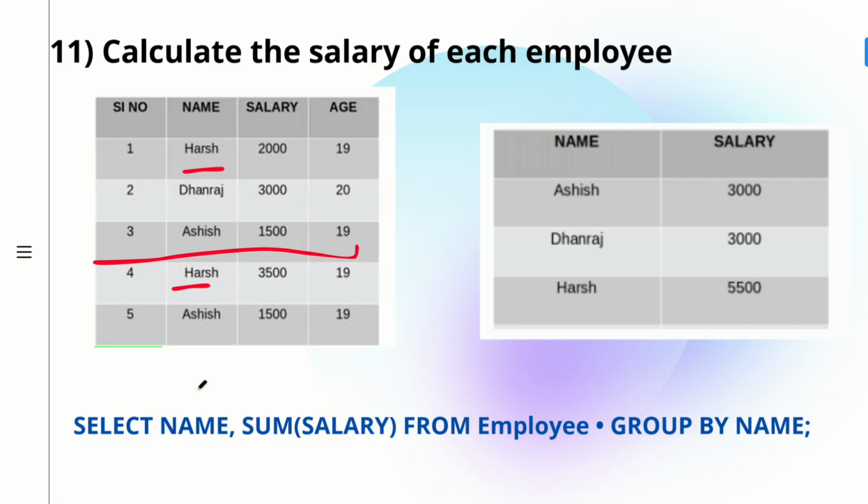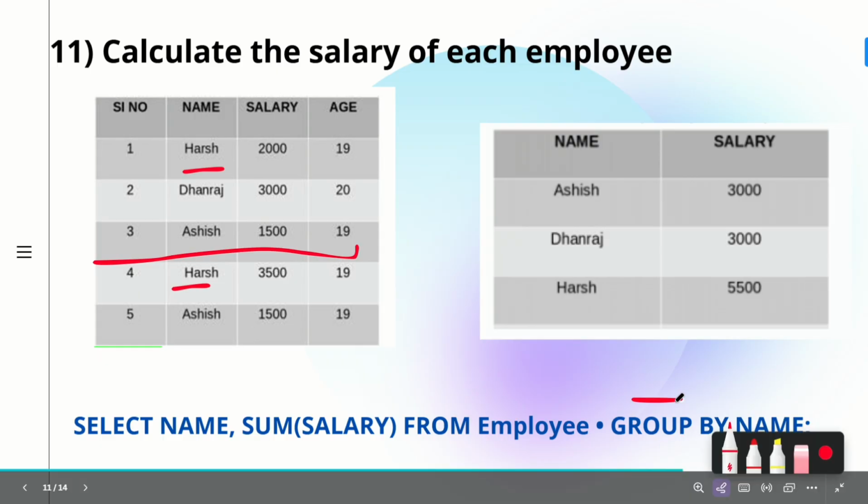Now again, some 50 times he'll be earning 2000, you cannot show me that. I just want the entire salary, how much he has earned. So how will you do that? For that we have something called group by.